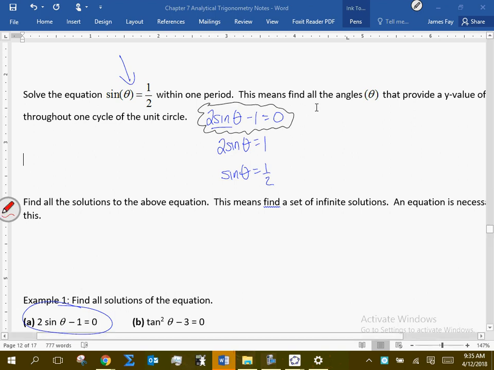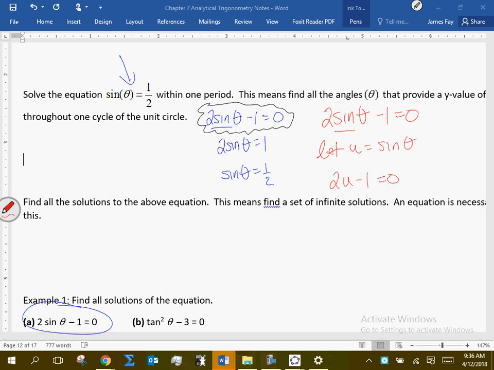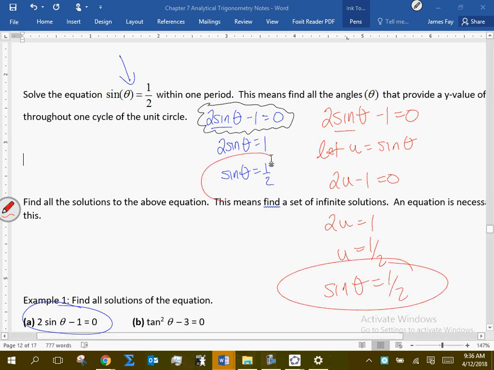I showed last class that some people don't like a word in their equation, okay? So if you do this, can I then say 2u minus 1 is equal to 0? 2u is equal to 1, u is equal to 1/2. But what was u? We said it was sine theta. Does that get me the same thing right there? Okay, so you can do that. That's actually a tactic that we'll use in some more difficult questions down the road.